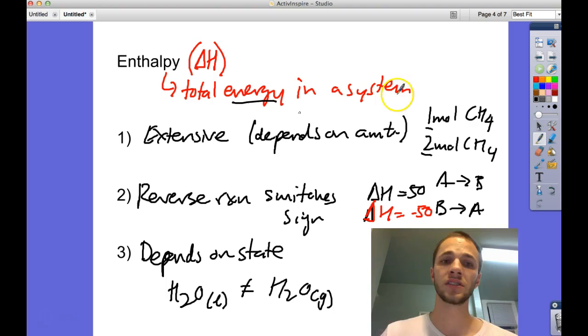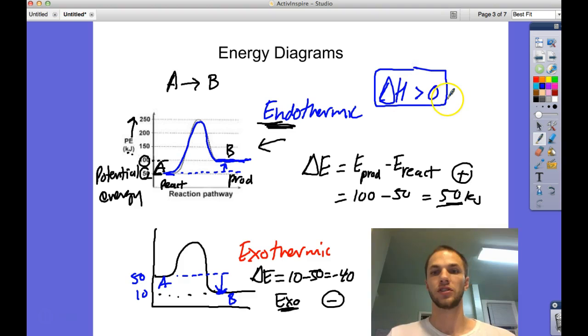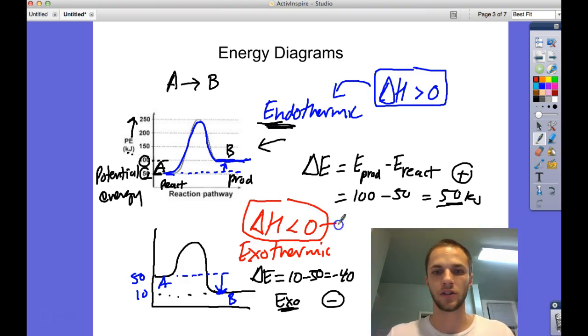Okay? How does this connect back to our diagrams? Well, if something is endothermic, that's because the reaction gained energy. So the change in energy, enthalpy, is going to be greater than 0. So if I say the enthalpy of the reaction is 50 kilojoules, you have to know, since that's greater than 0, that it's endothermic. On the other hand, if a reaction has a negative enthalpy value, negative 50, negative 100, you automatically know that it's exothermic because it released energy.